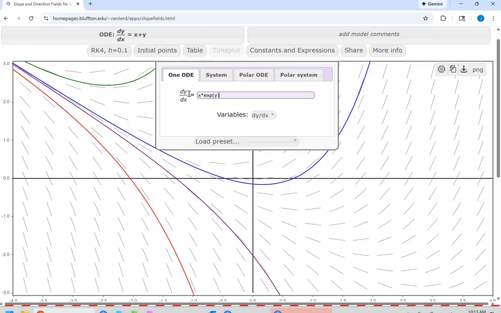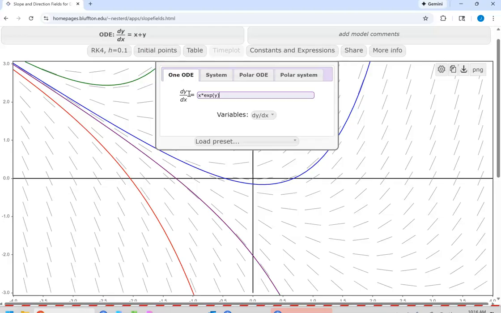If I'm to the left of the y-axis, it should be going the other way because my x will be negative, right? My e to the y is never negative, so my x is going to tell me if I'm going up or down. Now let's go the other way. As I get my y's being bigger, should my slopes be getting steeper or should they be getting flatter?